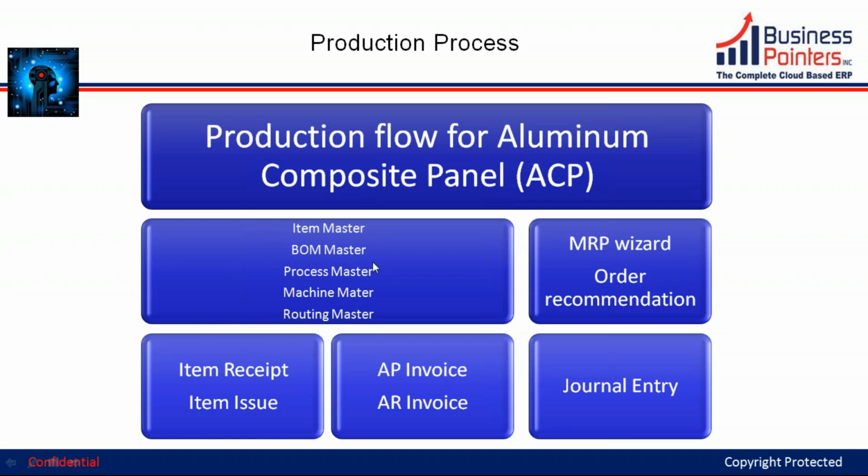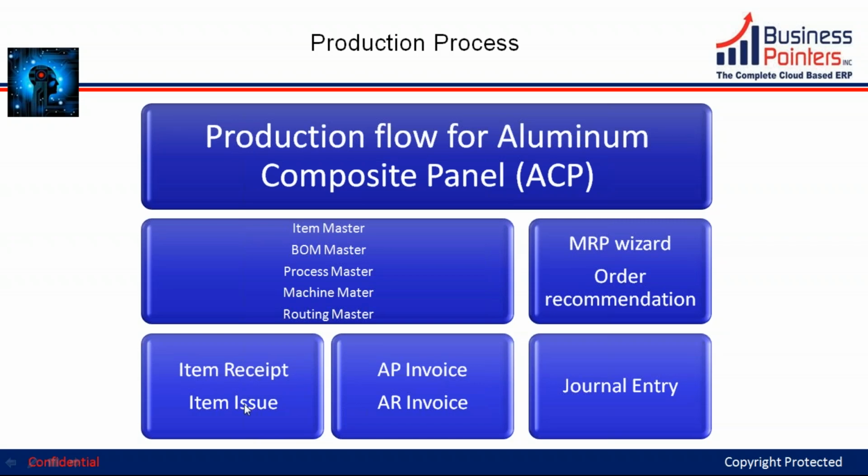The process master will contain all the processes that need to be performed in the production of aluminium composite panel, and the machine master will have all the machines that are needed to perform those processes. The routing master will contain all the machines and the processes sequence wise. So it contains a sequence of all the processes and the machines that are required for the production of each of the finished products, and the semi-finished products will be configured in the routing master.